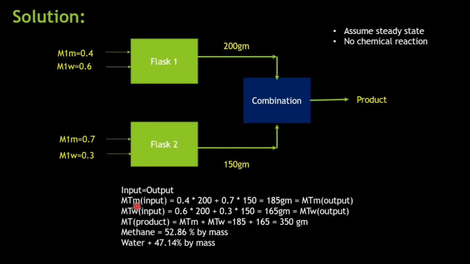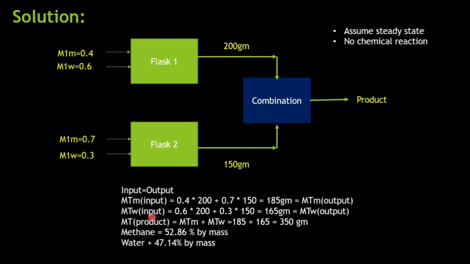So M stands for methanol. Methanol from here is 0.4 of 200 grams, so 0.4 into 200 grams. And then methanol from here is 0.7 of how many grams? 150 grams. So we find the value of methanol, that is 185 grams. This is the output that you get in the combination for methanol.